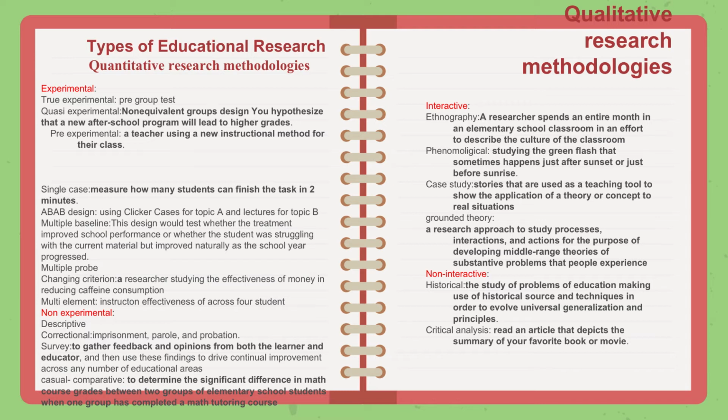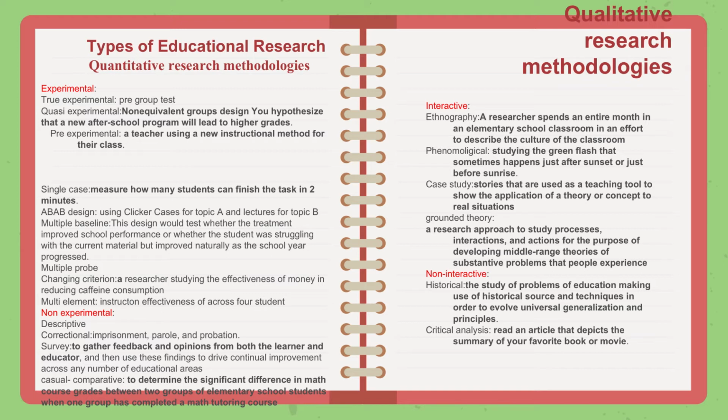In non-experimental descriptive correlational, the example is imprisonment, parole, and probation. In survey, the example is to gather feedback and opinion from both the learner and educator, and they use this finding to drive continual improvement across any number of educational areas. In causal comparative, the example is to determine the significant difference in math course grades between 2 groups of elementary school students when one group has completed a math tutoring course.